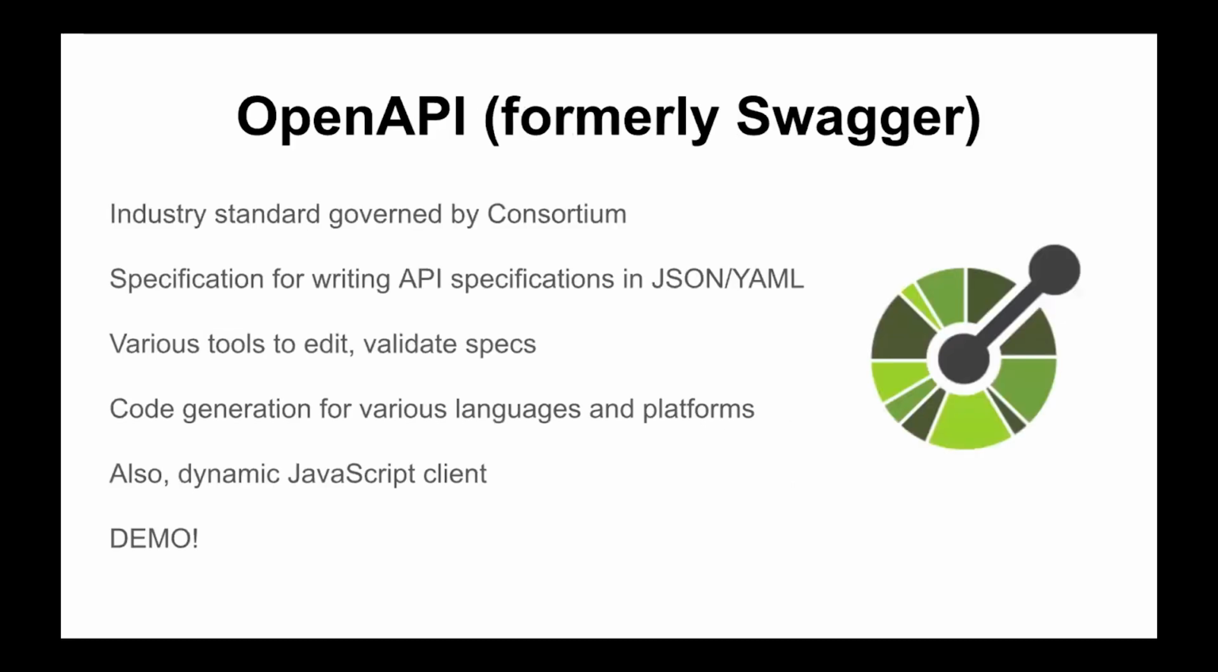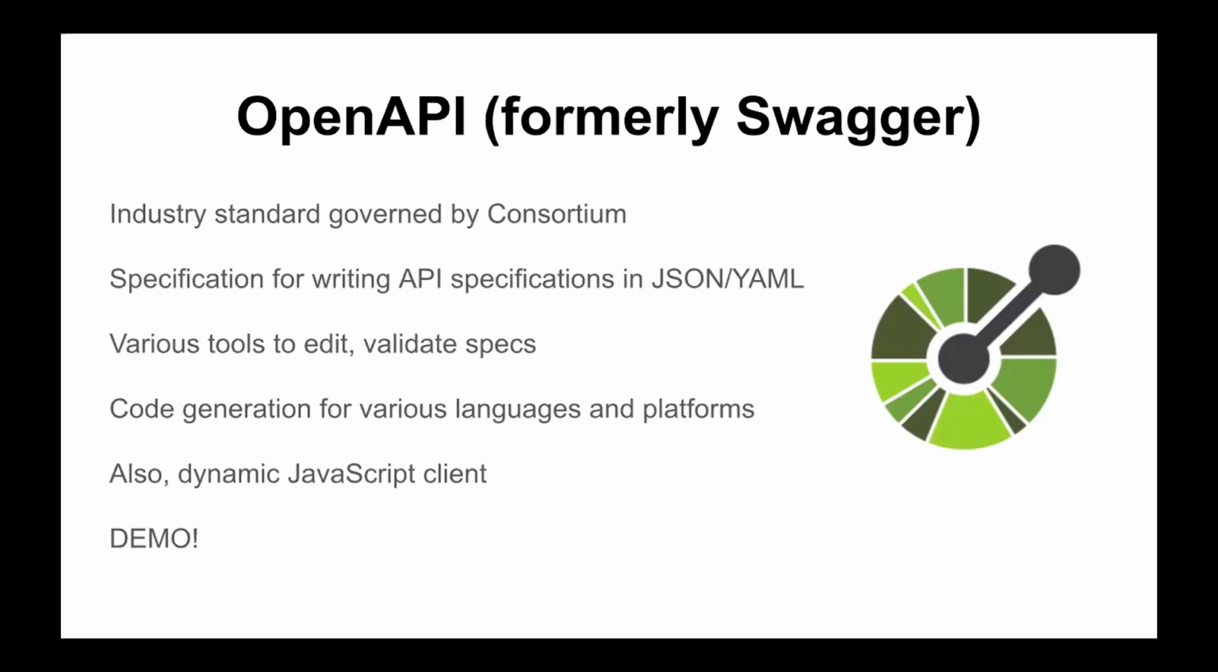And one approach is called OpenAPI, formerly known as Swagger. It started being called Swagger by a company called SmartBear, and now it's called OpenAPI, and it's carried by a big consortium of all kinds of software companies. And it's an industry standard, basically. It's very widely used.